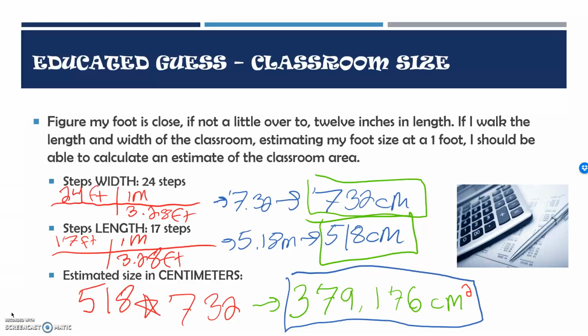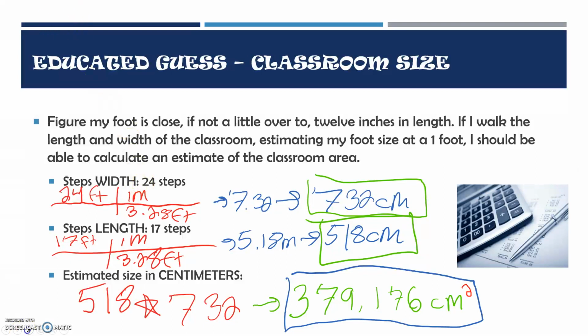My educated guess in terms of classroom size: I figure my foot is close to, if not over, 12 inches in length. That's equal to about a foot. If I walk the length and width of the classroom, that should give me an idea of how large the classroom is in terms of area.